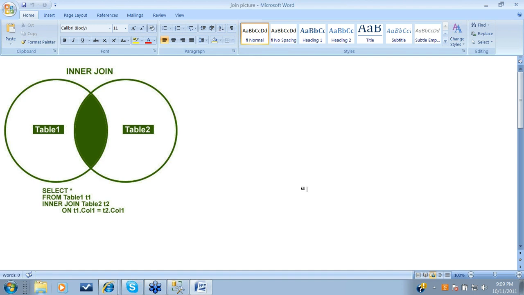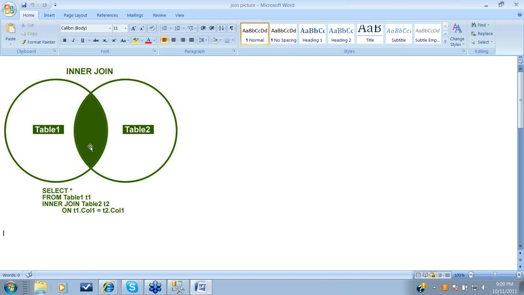If you look at this picture or diagram, what is the specialty of that green shaded or black shaded area? That area is nothing but the intersection between table 1 and table 2, or circle 1 and circle 2, whatever it is. The dark shaded area is actually the result set of inner join. So what is an inner join? Inner join is whatever is common between table 1 and table 2; that is the result set of an inner join.